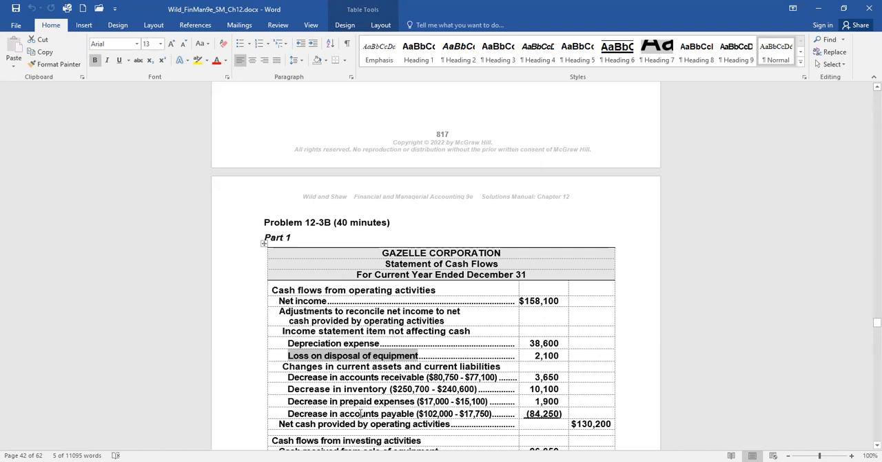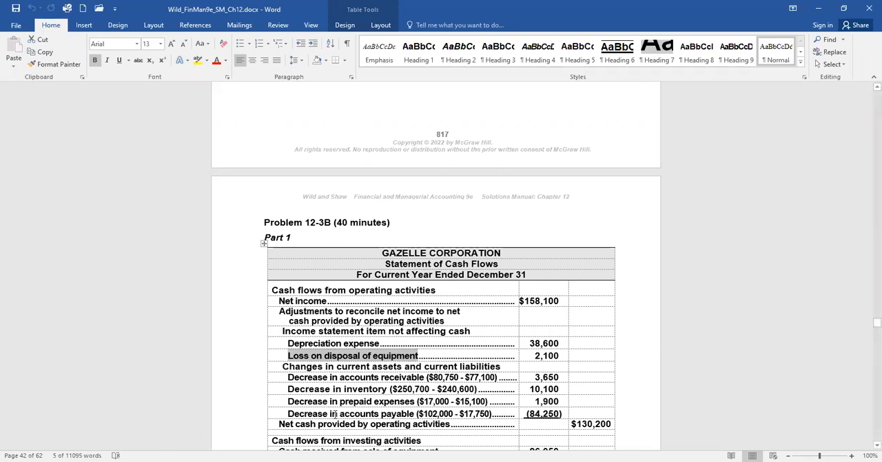Now, the next major items that are looked at are current assets and current liability changes. Remember, current assets and current liabilities are those assets and liabilities created by our normal operations: accounts receivable, inventory, prepaid expenses, accounts payable. Okay, so any change in those affects our cash flow from operations.